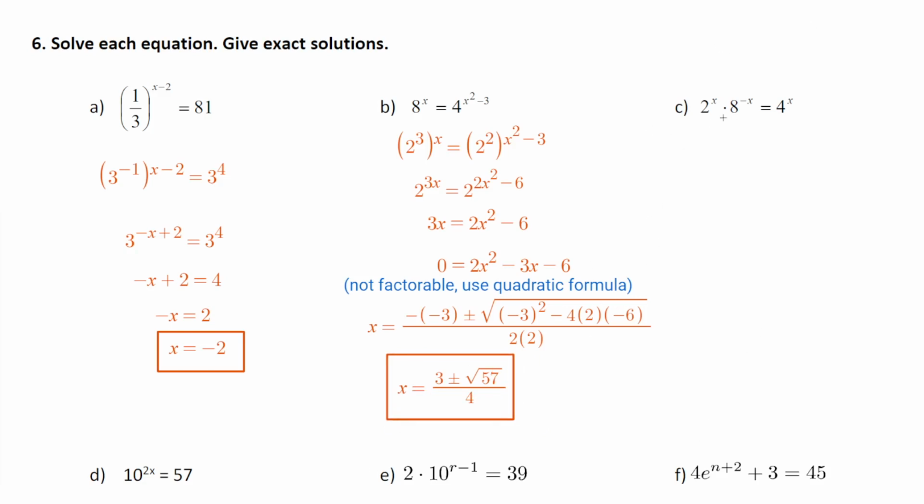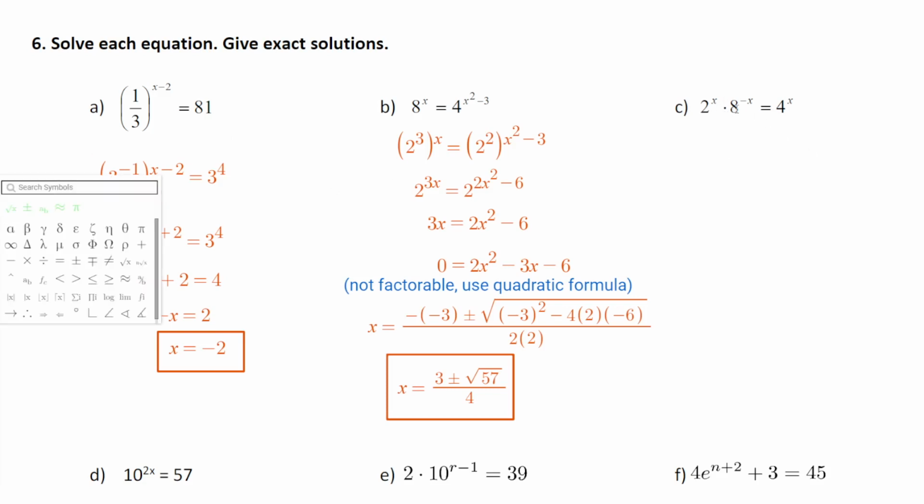Part C, we want to approach it the same way we did A and B, where we try to write both sides of the equation using the same base. Here, though, we've got 2 to the x times 8 to the power of negative x equals 4 to the x. So I'm going to rewrite the 8 to the negative x and the 4 to the x, write them all as powers of 2. So 8 is 2 cubed, and then 4 is 2 squared.